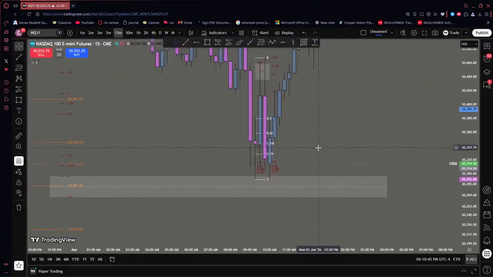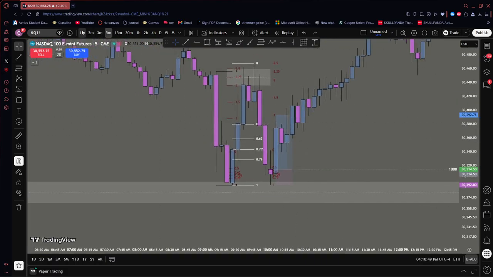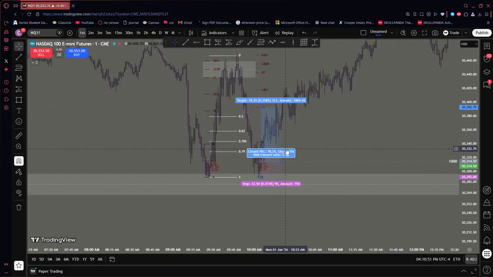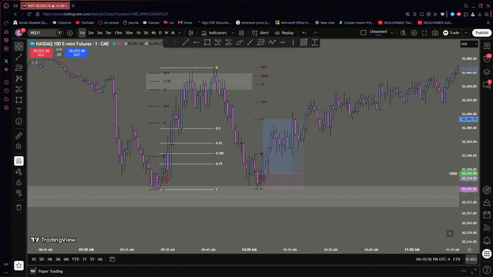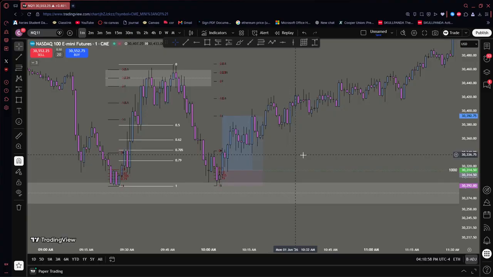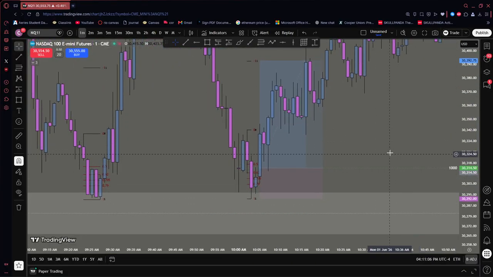Factoring in the fact that it's a retracement, and we made SMT with ES, and ES showed bullish order flow. This was very bullish, and now we apply another strategy.